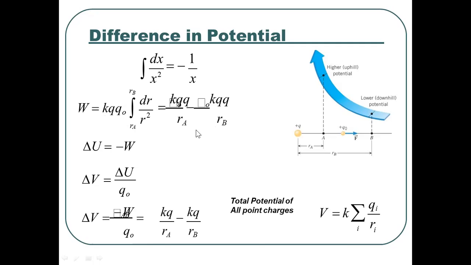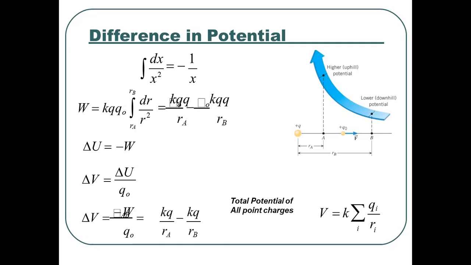Delta U now is equal to negative W. Delta V is equal to delta U over Q0. Hence, your change in voltage is equal to negative work at points A, B over the amount of charge. This is equal to Coulomb's constant multiplied with the charge over the initial distance, minus Coulomb's constant multiplied with the charge over the final distance which it has moved from point A to B.